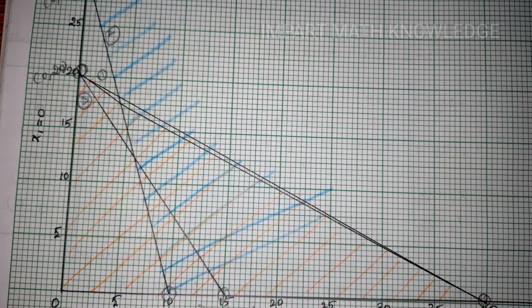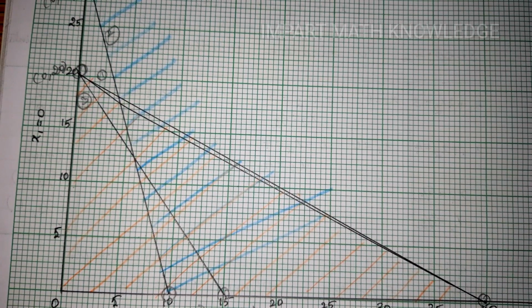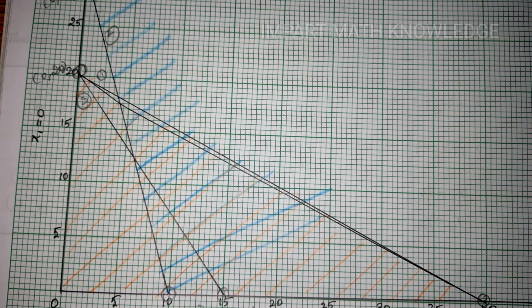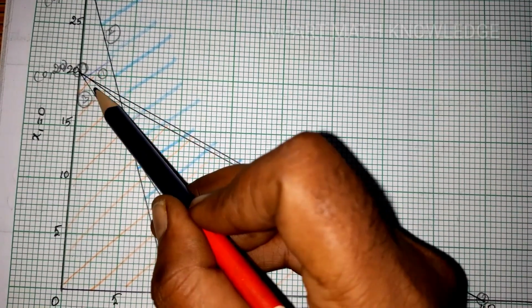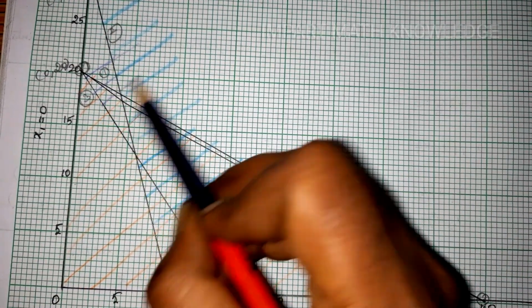Now first constraint, shade below the line. Second constraint, shade above the line. Now the third condition is the greater than or equal to case. So you have to shade above the line. This is my third line. I'm going to shade above this line.